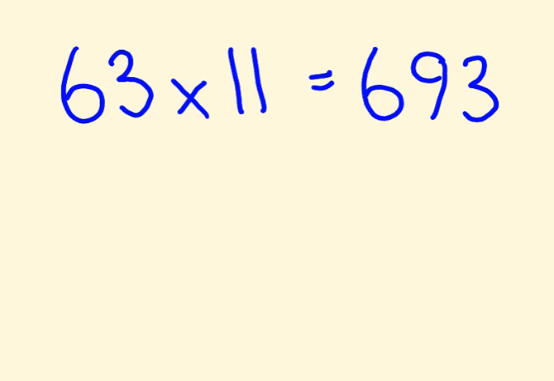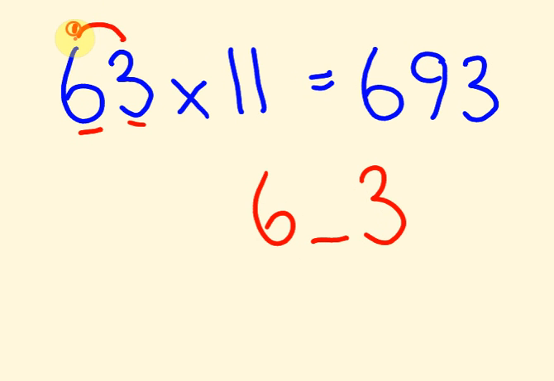So, the way that we get our answer is this. We write our 6, that's the first part of our answer. We leave a space. We write the 3, that's the last part of our answer. And then what we do is we add these two numbers together. 6 plus 3 is 9. That's our answer. Hey, pretty cool, right?